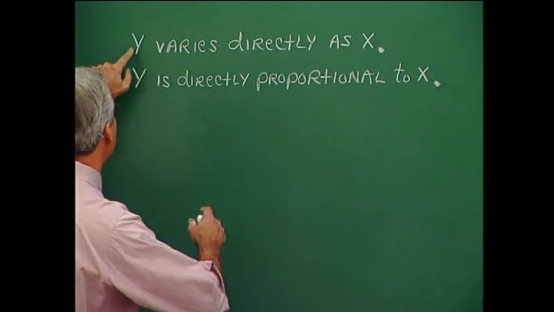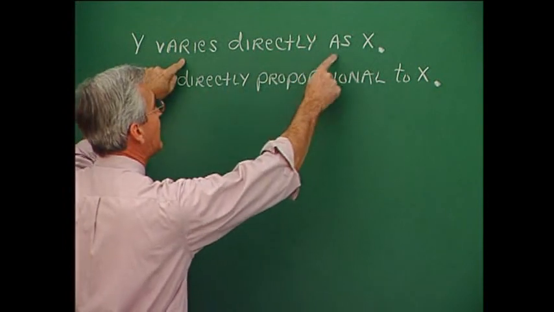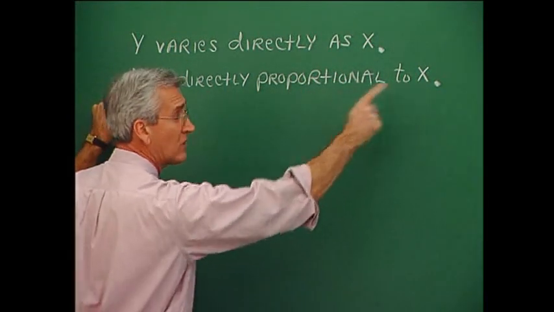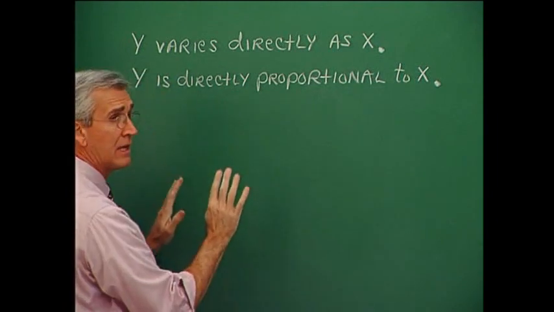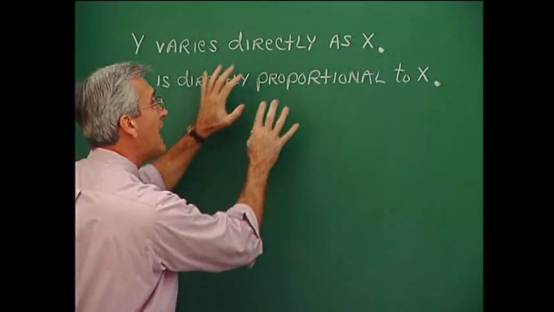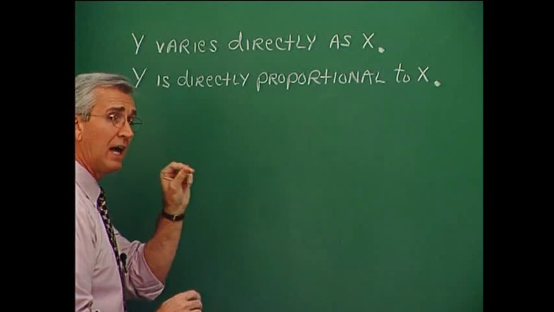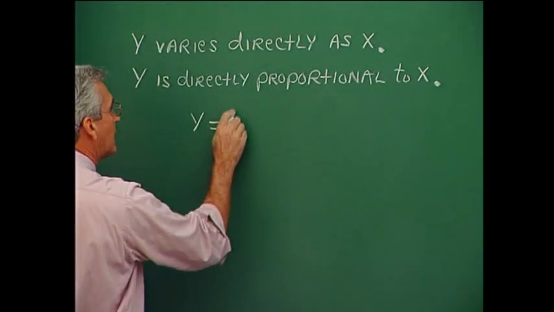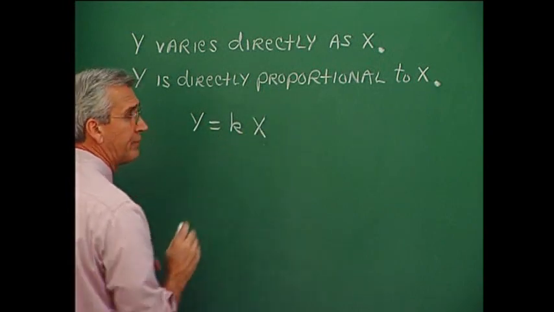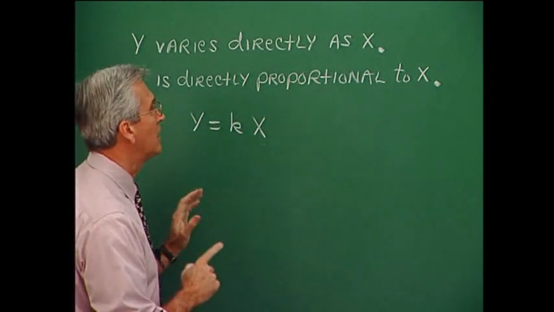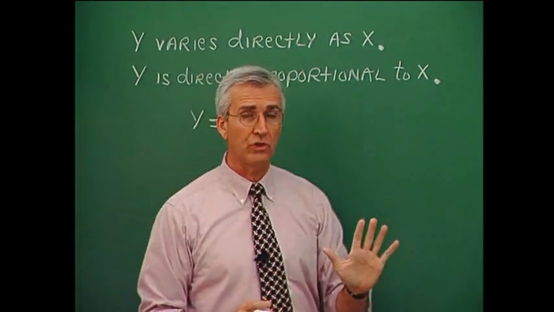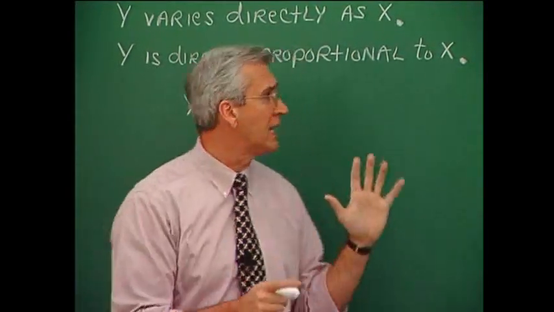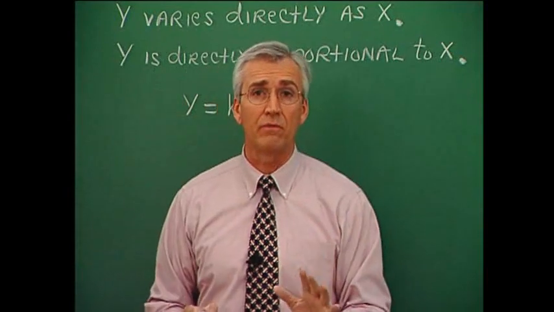For example, if it says y varies directly as x, or if it says y is directly proportional to x, those mean exactly the same thing, and they imply the existence of a constant k such that y equals k times x. Now, this idea of direct proportionality is really not so foreign to us. We haven't seen it in this kind of format maybe before.